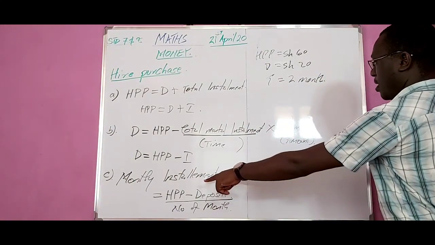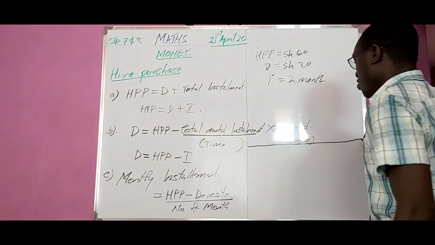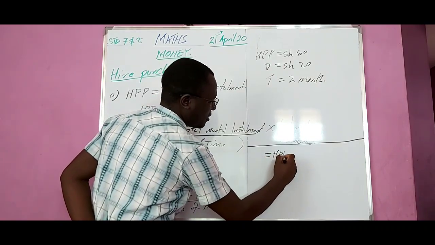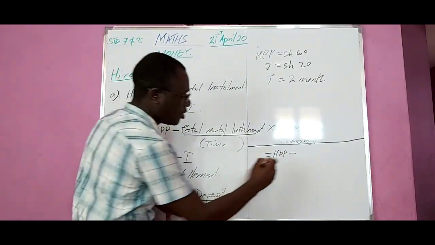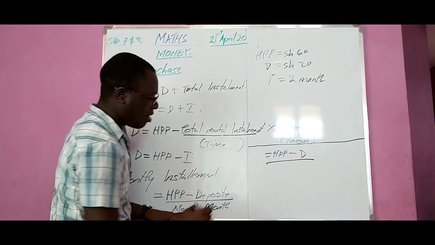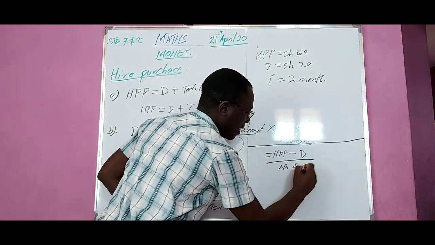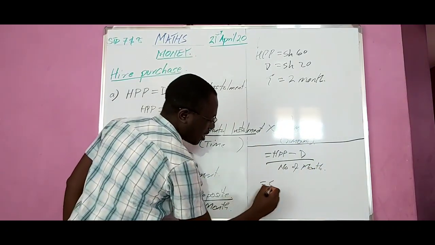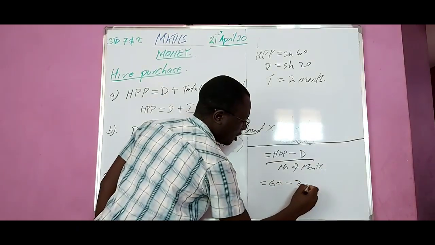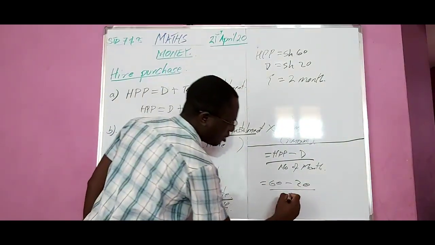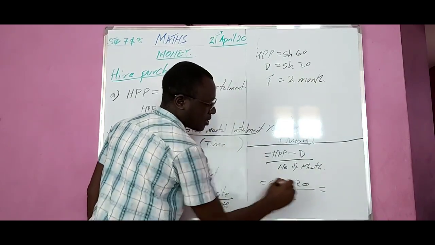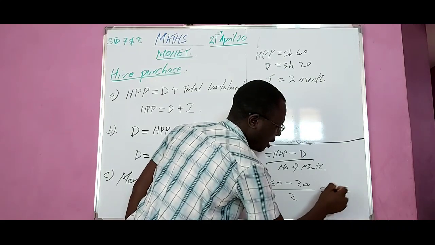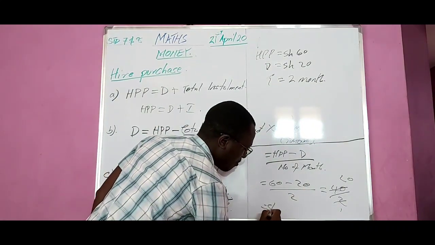We bring in the formula. And what does the formula say? The formula says hire purchase price minus deposit divided by number of months. So this is 60 shillings minus 20 divided by time, which is 2. So it equals 60 take out 20, that is 40. 40 divided by 2, there, 20. So you're going to pay every month 20 shillings.